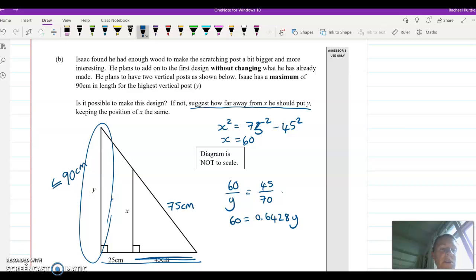Divided by 0.6428, and we get 93.34 for y. So that's going to be centimeters, and that's 2 decimal places. Okay, do these things carefully.